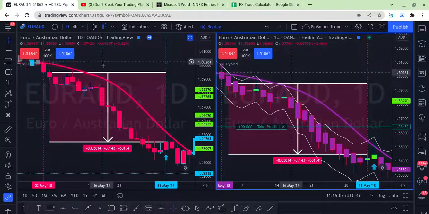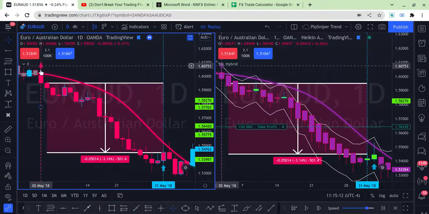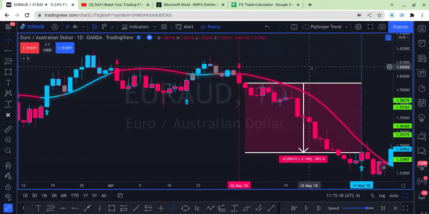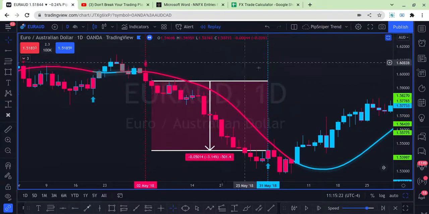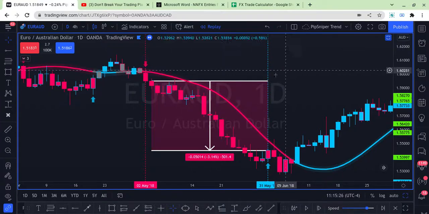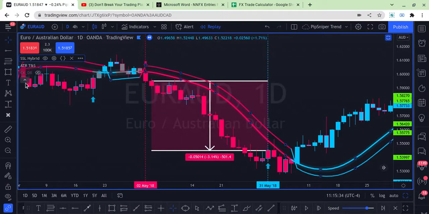So I showed you how to exit with the SSL Hybrid arrows, okay? That is a way to exit the trade using their exit arrows, and that's what I said I was going to talk about in this particular video. There is another way. Some people use a flip. So some people go to the SSL Hybrid and they turn on SSL, show SSL 1, and they exit when there's a flip. So here we go.